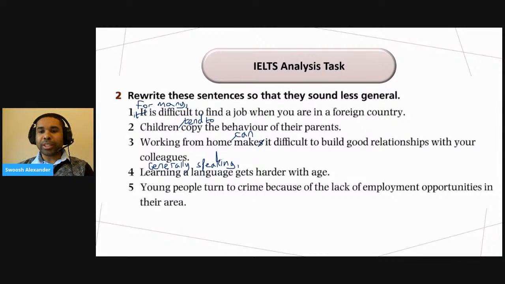So yeah, Kate is suggesting "the majority." So it would be in this case "the majority of young people turn to crime because of the lack of employment opportunities in their area." That could work. Good. Safa, "in general." Yeah, we could use "in general" at the beginning. Okay, yeah, and also using "the majority" as well. So if you use "majority," it should always be "the majority."